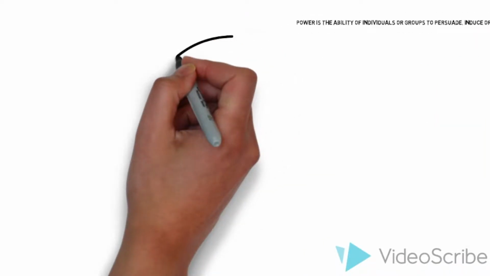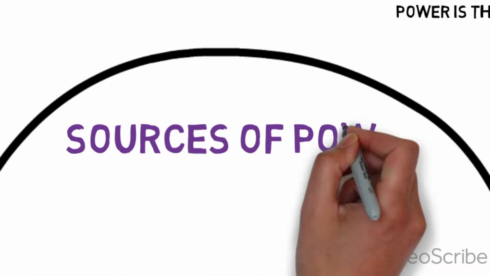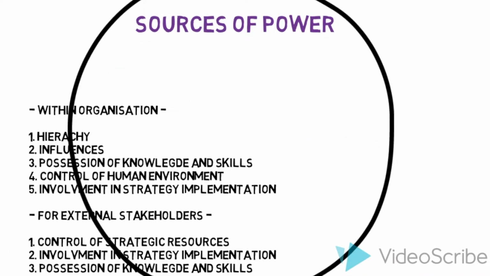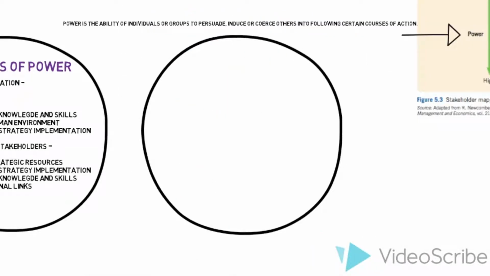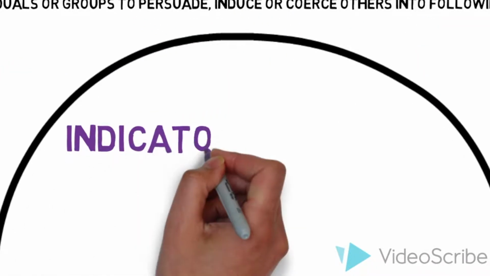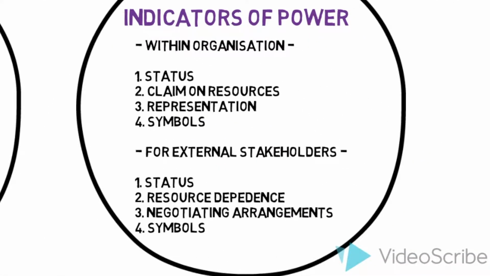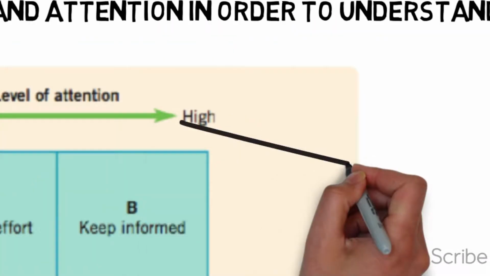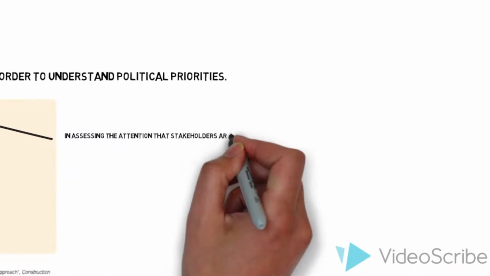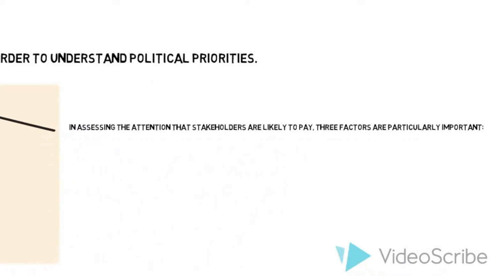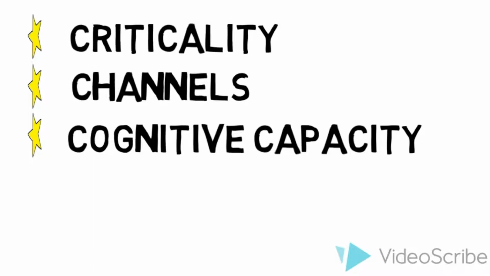You have 2 different sides there as well. So, first, you have the sources of power, which are there within an organization or for external stakeholders. And secondly, you have the indicators of power, which are also within an organization or for external stakeholders. Regarding the attention, it can be said that in assessing the attention that stakeholders are likely to pay, 3 factors are particularly important. The first one is criticality, the second one channels, and the third one cognitive capacity.